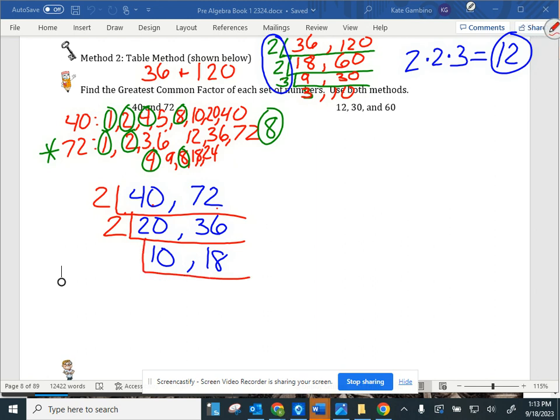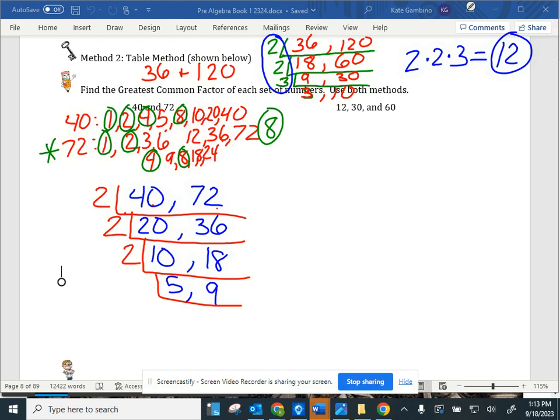What's the smallest prime I can take out of 10 and 18, Will? 2. Another 2. What am I left with, Will? 5 and 9. Is there a prime that I can take out of both 5 and 9? No, that's as small as I get. There is not a prime that I can take out of both 5 and 9.